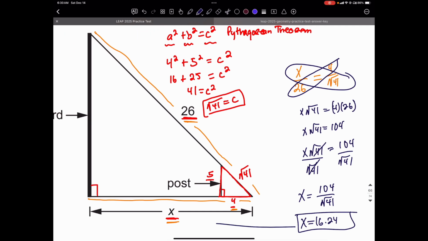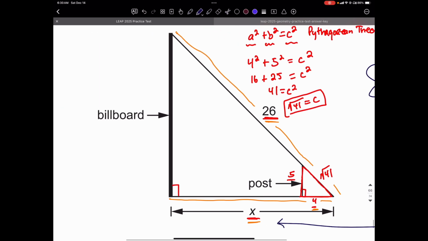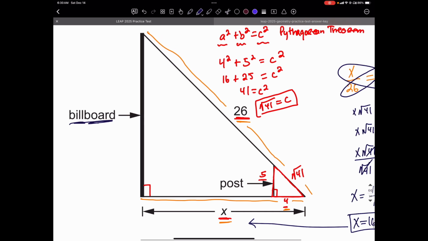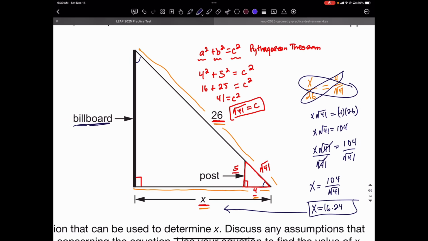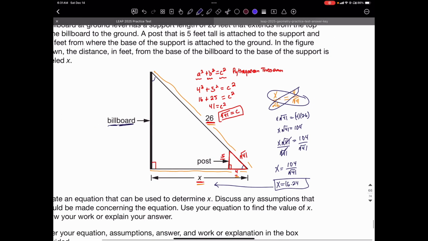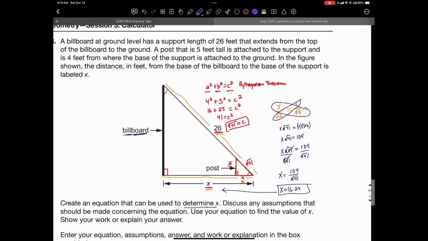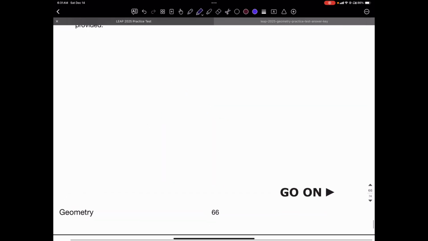Now, we could take that and check our work. Really, all you have to do is plug it in, but we would need to know the height of the billboard also. Or we could take those two values and find the height of the billboard by using the Pythagorean theorem. If we knew this angle measure here or this angle measure here, we could solve using trigonometric ratios. But for now, this is all they're asking, right? Use it to determine x.